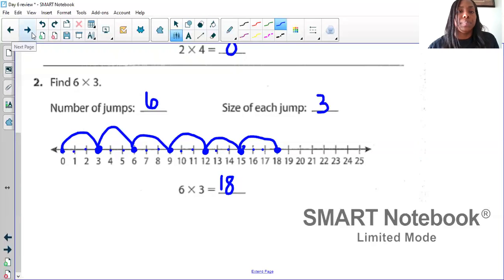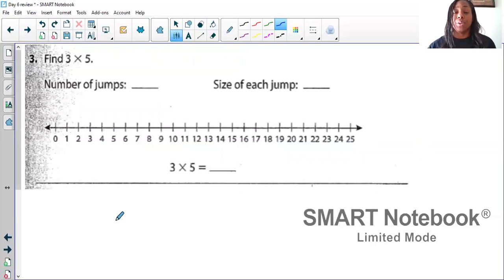All right. So now what you are going to do is your independent practice, but I figured why not help you with just one more? So we're going to try just one more. So find 3 times 5. So what are the number of jumps I need to take for 3 times 5? That's right. I'm going to take 3. And so how many am I jumping over at a time? How many numbers? That's right, 5. So 3 times 5, I start where?